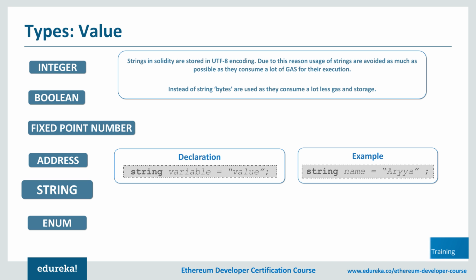But just in case you want to know how you can use strings, you can declare a string by going with the string keyword, then the variable name, and then the value. Strings must be surrounded by double quotes or single quotes, it doesn't really matter. As you can see in the example here, I've defined my name with the string keyword, with the name of the variable being name, and my name Arya.